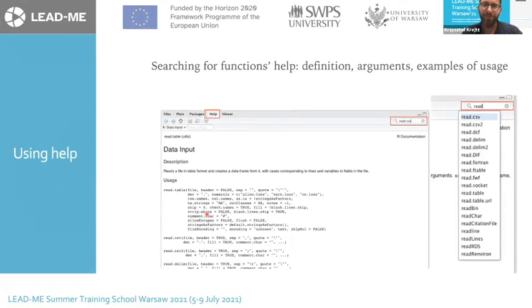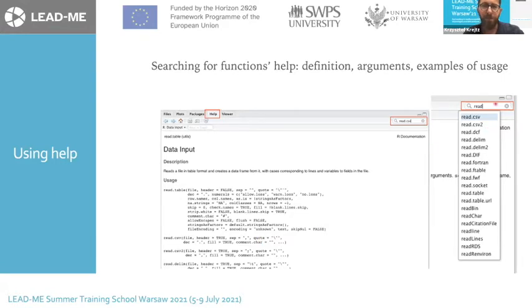Let's go further. You can find the description of these functions in the help tab. If you want to see what the function read.csv is doing, you type here read.csv, and immediately it displays the whole help for this, with description, what it is meant for, how to use it, and what the meaning of all the arguments is.